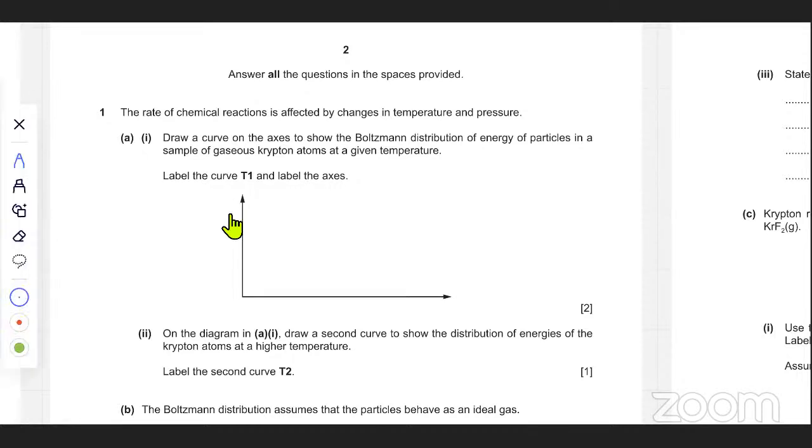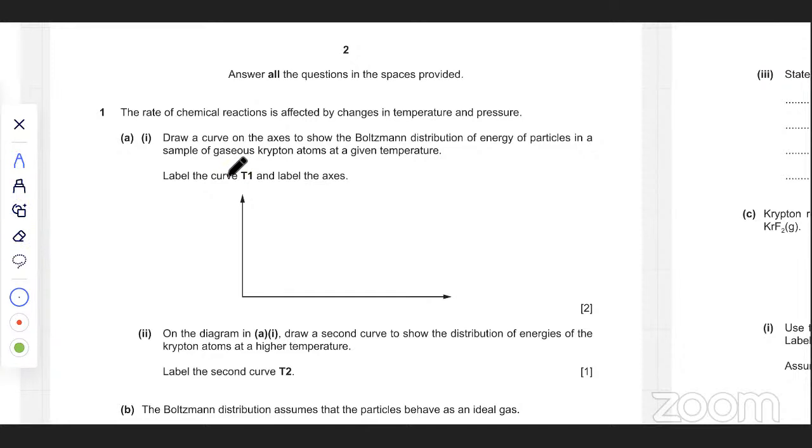Now, starting with the first question. This one is about a Boltzmann distribution. The rate of chemical reactions is affected by changes in temperature and pressure. Draw a curve on the axis to show the Boltzmann distribution of energy of particles in a sample of gaseous krypton atoms at a given temperature, and label the curve T1 and label the axis.